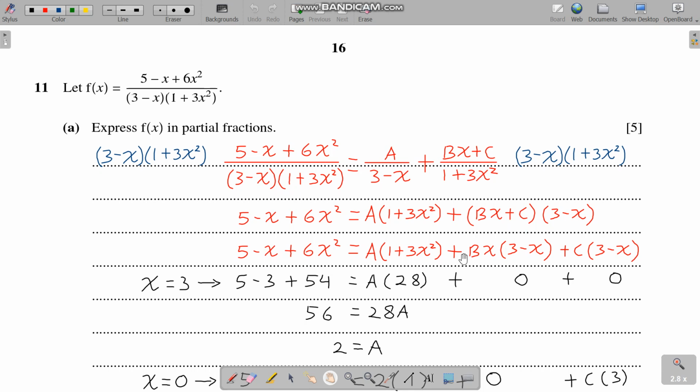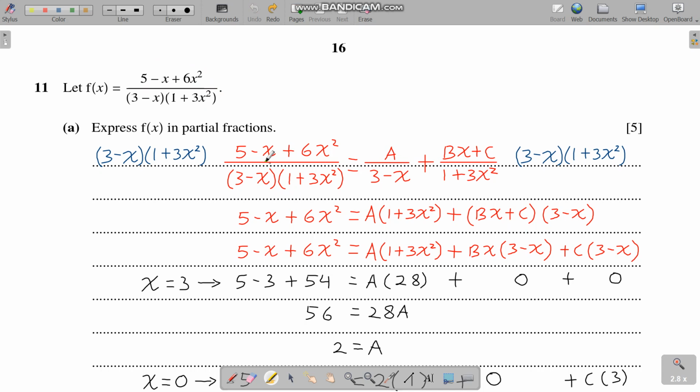This is about partial fractions. So the first step is to check the order. Order means the highest power of x. In the numerator it's 2. In the denominator after we expand it's 3. So this is a proper algebraic fraction. We don't have to do long division. We can just do the partial fractions decomposition.